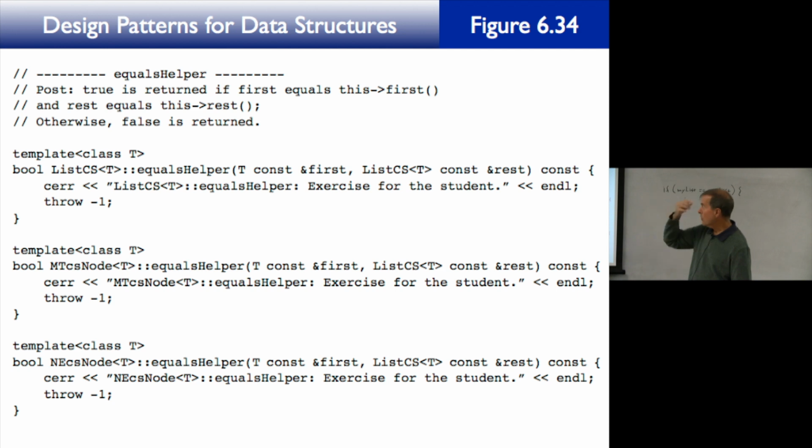Okay. So the post condition is if first equals this arrow first and rest equals this arrow rest. So you see the first and rest are unpeeled. They get peeled off and they get sent as parameters to the helper. Is everybody clear on that?